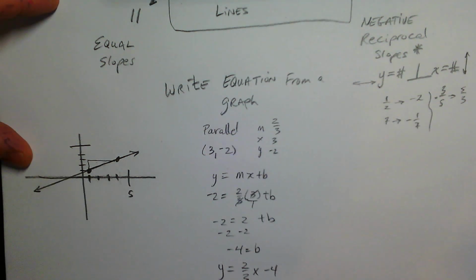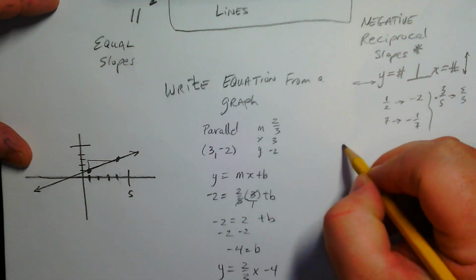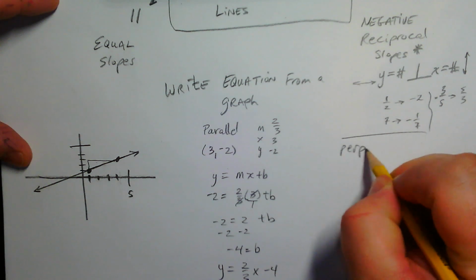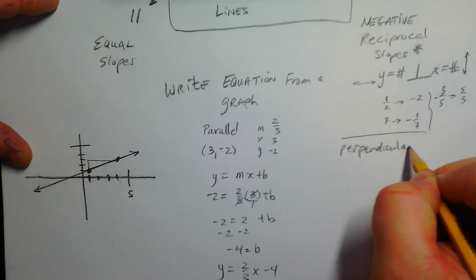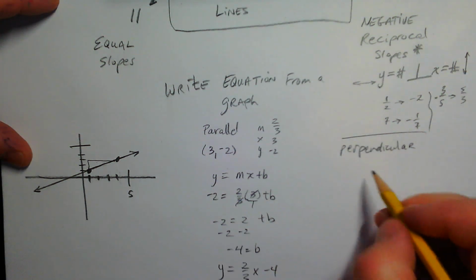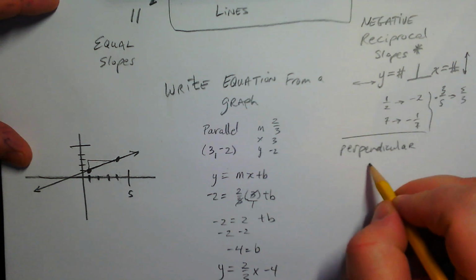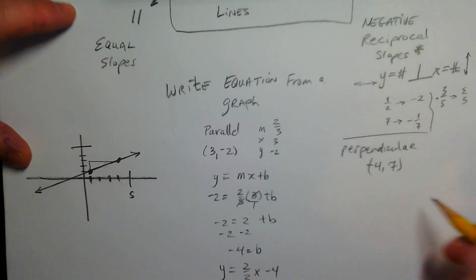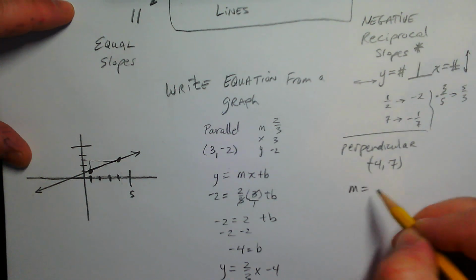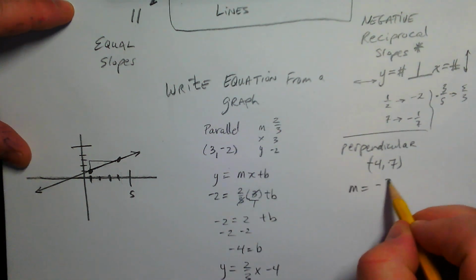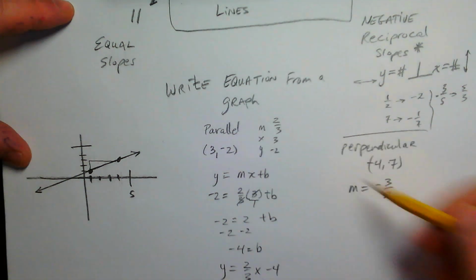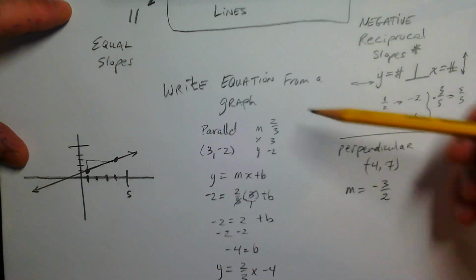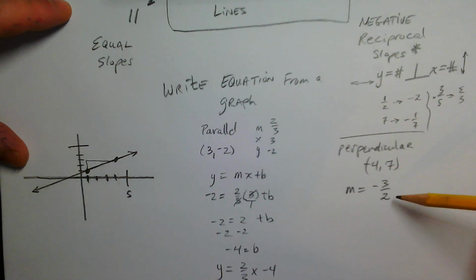Now let's do another one. Let's say it's perpendicular to this, and it's going to pass through, let's say, (-4, 7). I just made up a number. So our slope is going to be the negative reciprocal of that, so it's going to be the opposite sign. Since this one's positive, ours will be negative. The other way is true too. If this was already negative, then our slope would be positive.